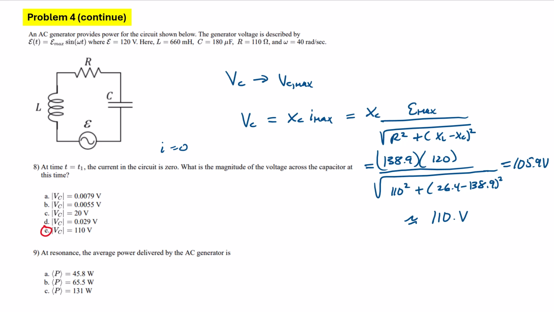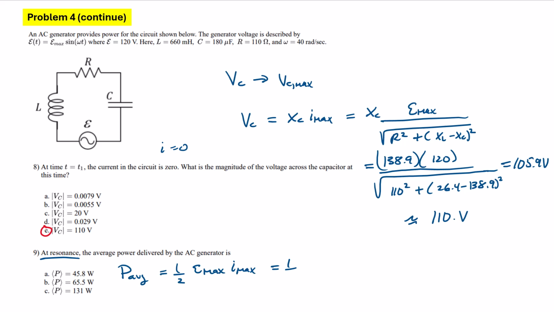All right, last question for this problem says at resonance, the average power delivered by the AC generator is what? So how do you calculate average power? It is simply given by 1/2, and we want to know E max, the maximum voltage of the generator, multiplied by I max. Since we're dealing at resonance, this term goes away, right? All of the reactive components don't contribute.